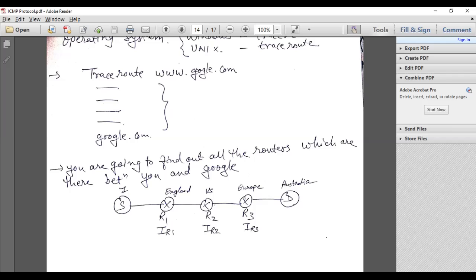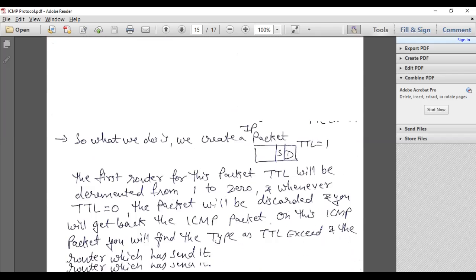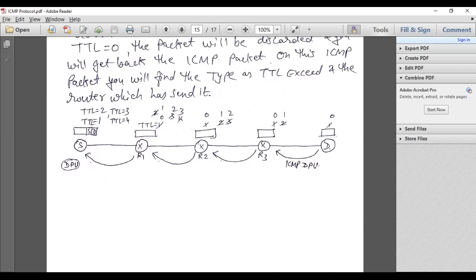So what we do is we create an IP packet with source and destination, and we set TTL equal to 1 in the first case. At the first router, the TTL will decrement from 1 to 0, and whenever TTL equals 0, the packet will be discarded, right? So the packet will be discarded, and you will get back an ICMP packet. On this ICMP packet, you will have the type as TTL exceeded, and the router which has sent it. So router R1 will send it when the TTL of 1 becomes 0, with type TTL exceeded.